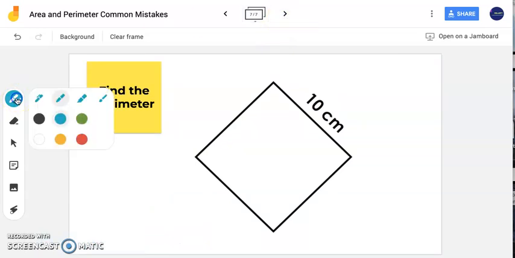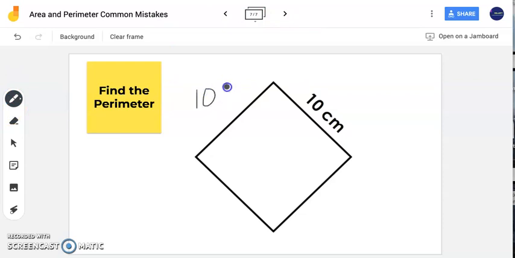Again, it just says find the perimeter. First thing I'm going to do, just like I did in the last problem, is label all the side lengths. This way I know that all four sides are equal because this is a square. So 10 centimeters, 10 centimeters, 10 centimeters, and 10 centimeters. To find the perimeter, we have to add all four sides. And now I have the side lengths of all four sides.